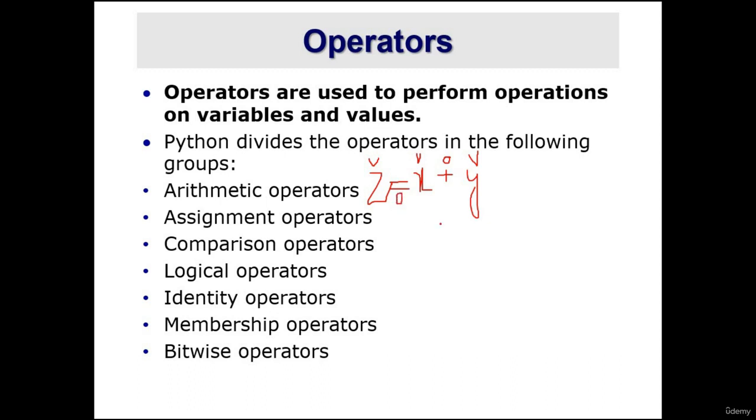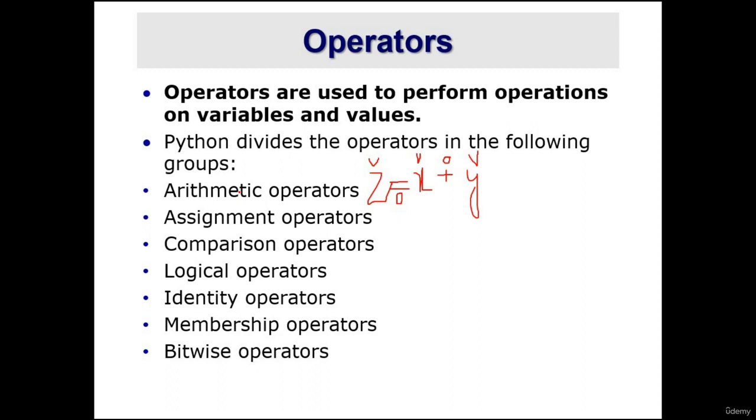So we can have variables or values. So we can have z is equals to 5 plus 4, 3 plus 2, 2 minus 4, so anything can be. So in this way we use operators. There are a few things that we should know about operators. Python divides operators into the following groups. So there are different categories of operators.